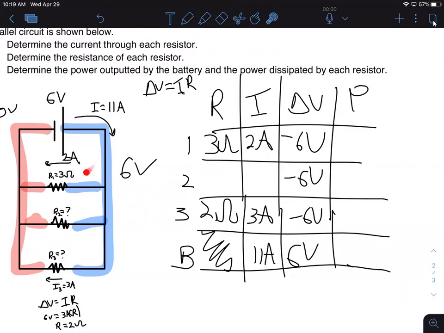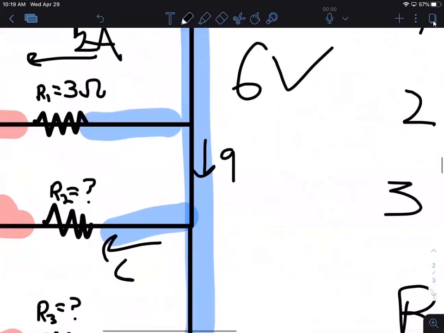Well, 2 amps going through here, 3 amps here. So this needed a split. It split here, 2 amps here. That means 9 going this way. And the 9 gets here, I have another junction. Splits again. 3 amps one way. It's got to be 6 amps the other way. 6 amps, 9 amps.